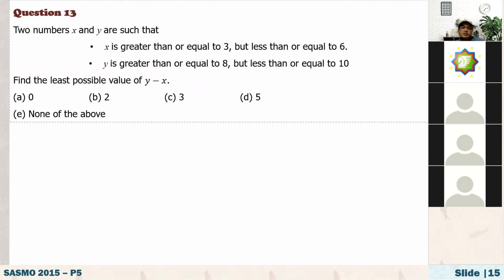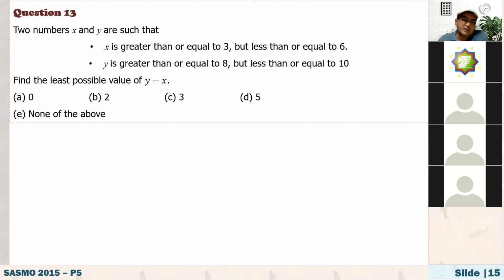Aydın, your turn. Read the question. Okay, the numbers x and y are such that x is greater than or equal to 3, but less than or equal to 6. Y is greater than or equal to 8, but less than or equal to 10. Find the least possible value of y minus x.